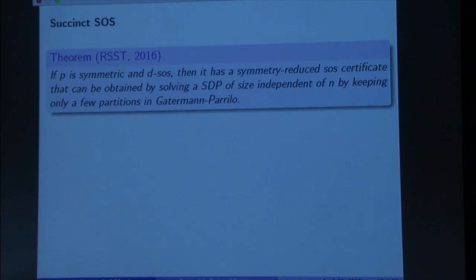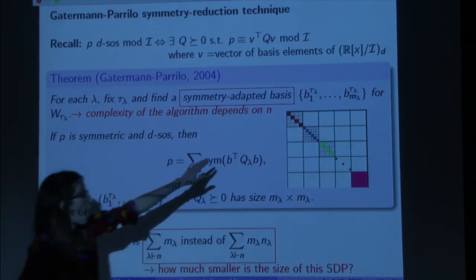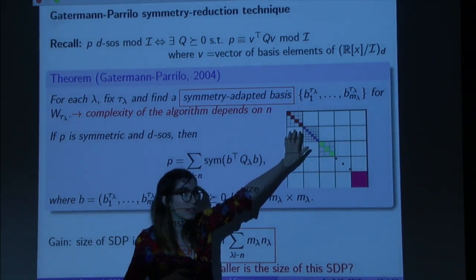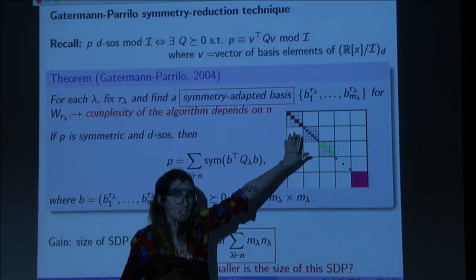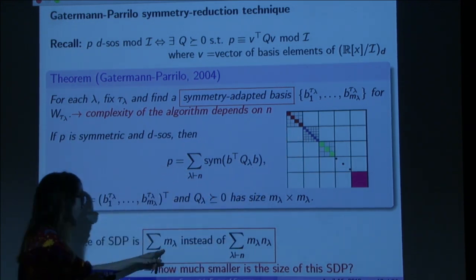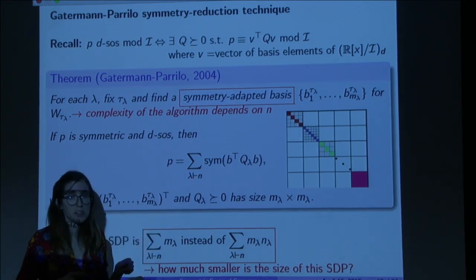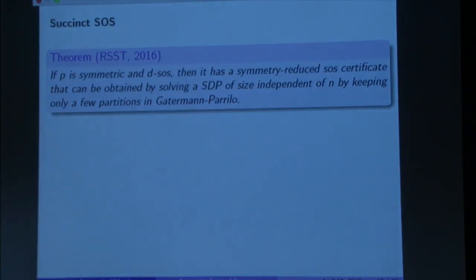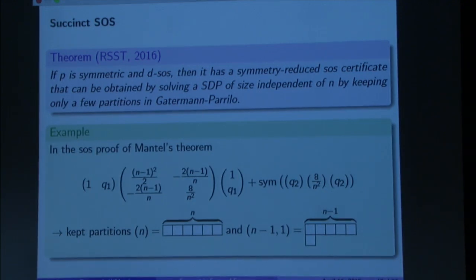So what did we show? We said, okay, do this method of Gatermann and Parrilo, but don't do it for all of these blocks. Just keep a few blocks, the first few blocks, and we tell you exactly which to keep. The number of blocks that we tell you to keep is independent of n, and the size of the m lambda for each of these blocks is also independent of n. So then you get a size that is independent of n. So you just need to keep things before a certain hook.